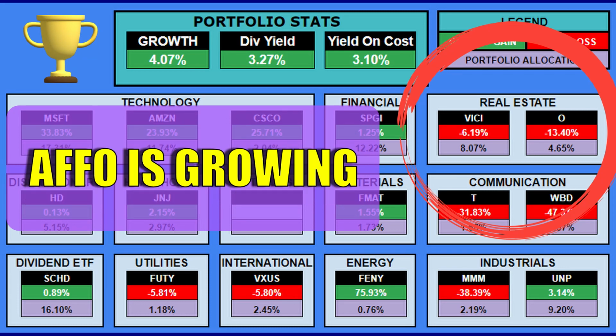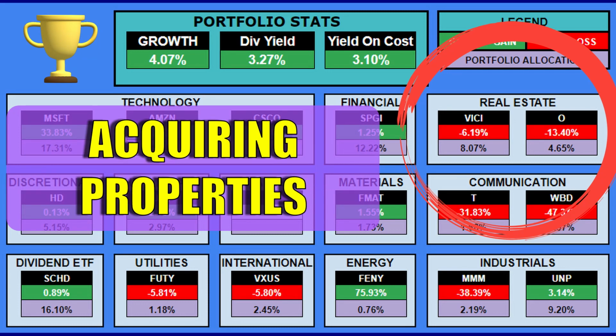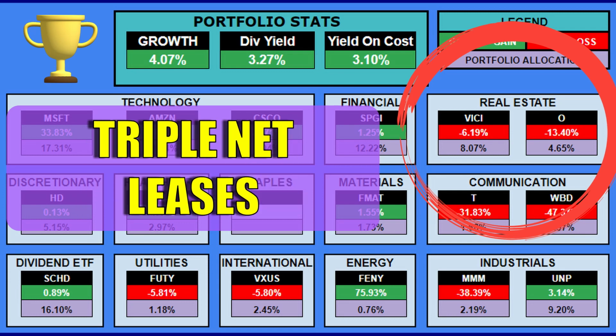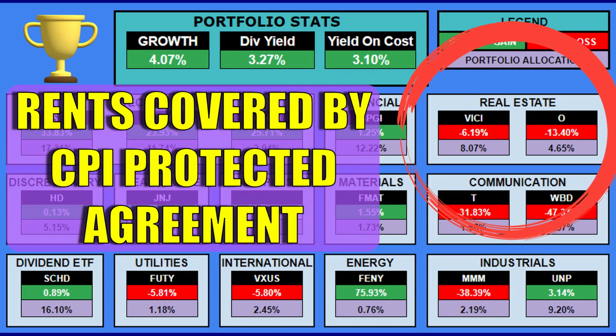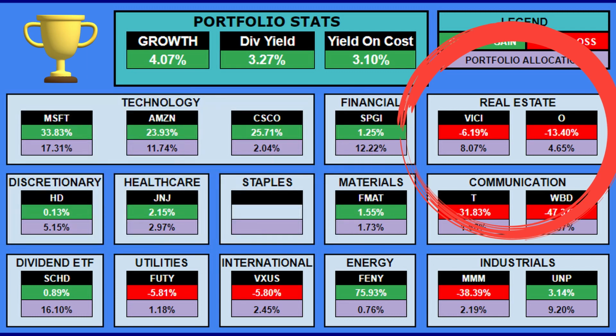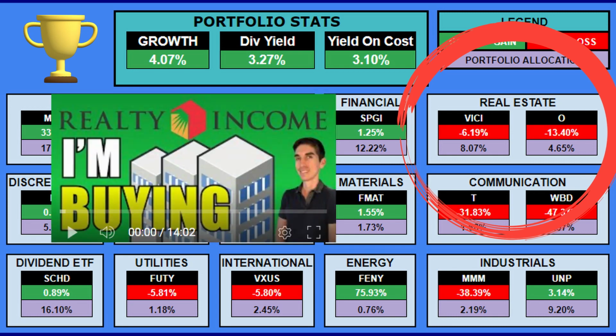AFFO is increasing. They are acquiring more properties. They do triple net leases. They have rents that are covered by a CPI protected agreement, meaning rents will rise annually based on inflation, etc. I mean, I could go on and on. In fact, I just went over my bullish case on Realty Income. If you're interested in my video that I released a few weeks ago, just go through my channel and you'll find it.